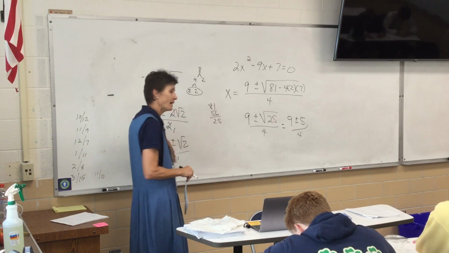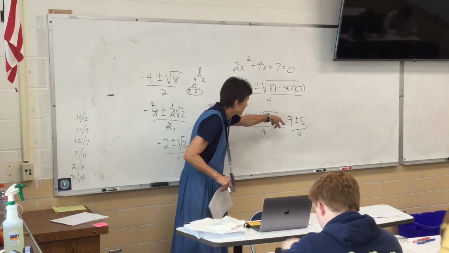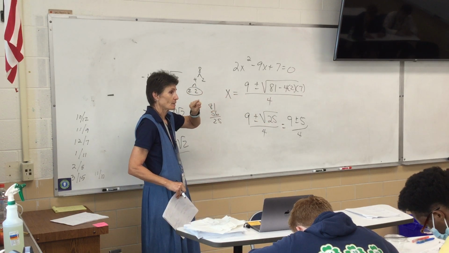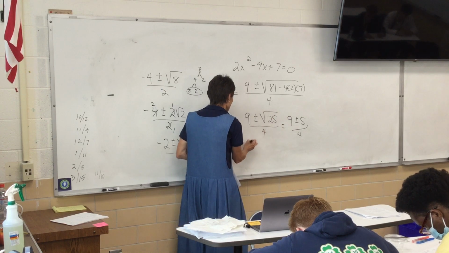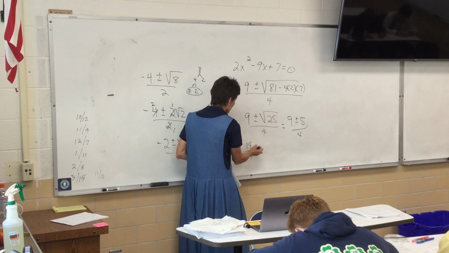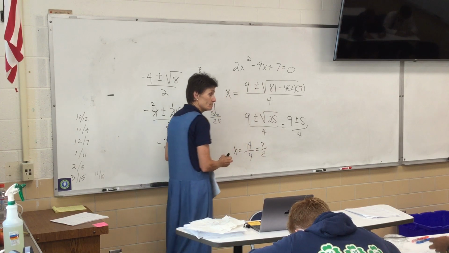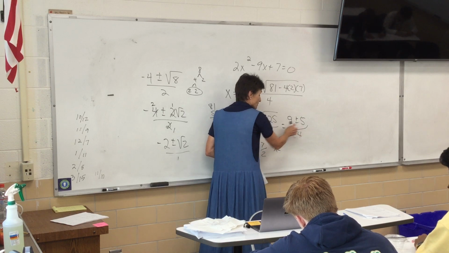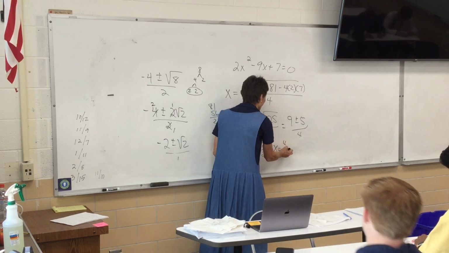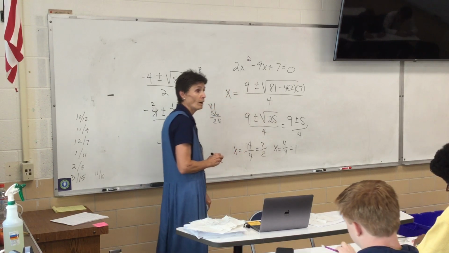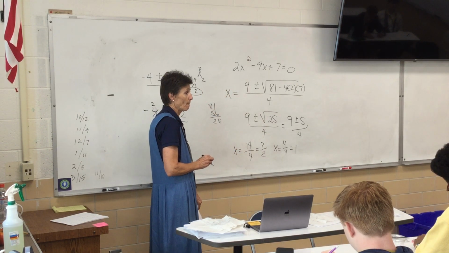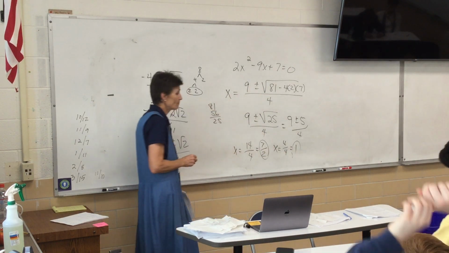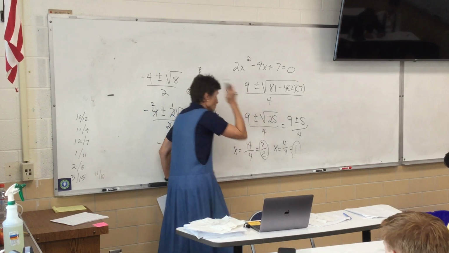Now this one, we kind of just left that way, but can't we actually combine that a little bit? If it's plus, 9 plus 5 is 14 over 4, which reduces to 7 over 2. And then what's the other one going to be? 9 minus 5 is 4 over 4, which reduces to 1. So we got 2 regular numbers for that one, because we have the square root of 25, so the radical went away.